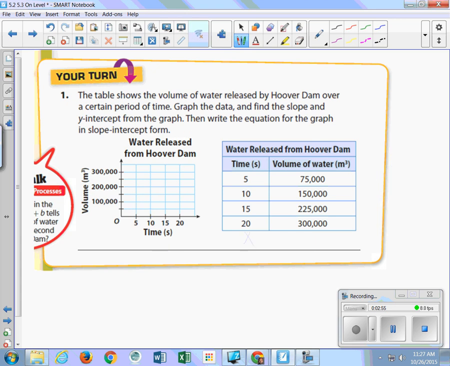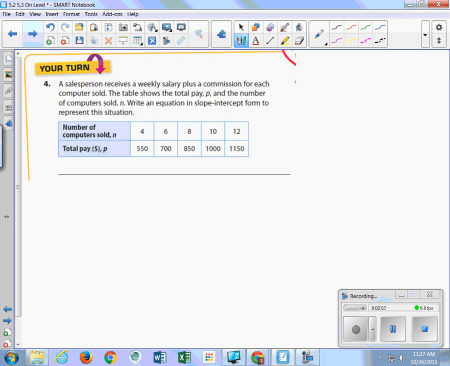Alright, going on to the next one. A salesperson receives a weekly salary plus a commission for each computer sold. The table shows the total pay P and the number of computers sold N. Write an equation in slope-intercept form to represent the situation. So the commission is going to be your slope, the one that has a rate. The salary is your starting point, so that's your b. So let's figure out what our slope and our y-intercept are.